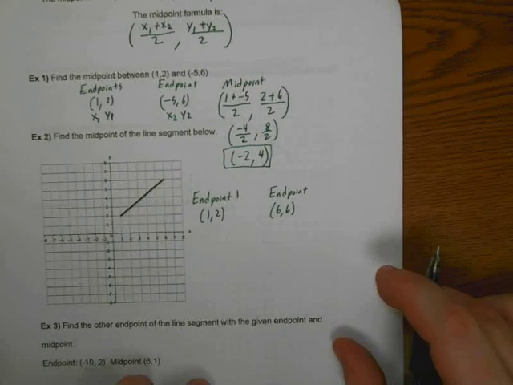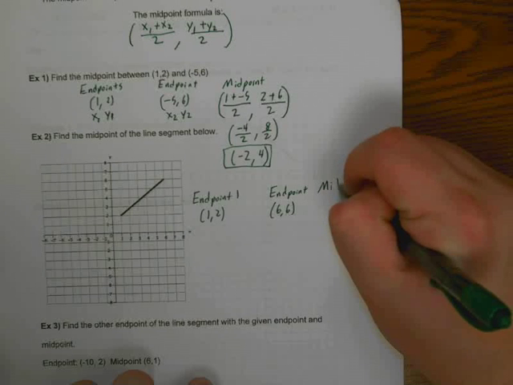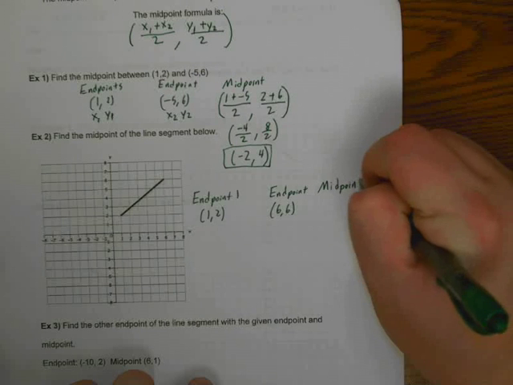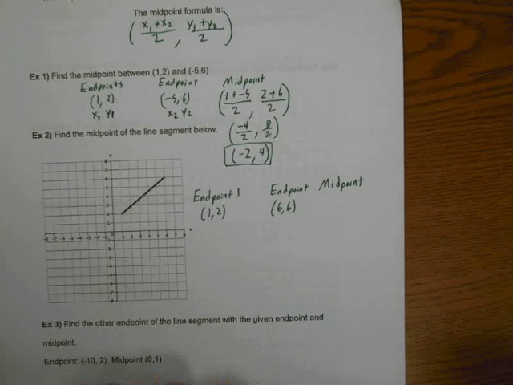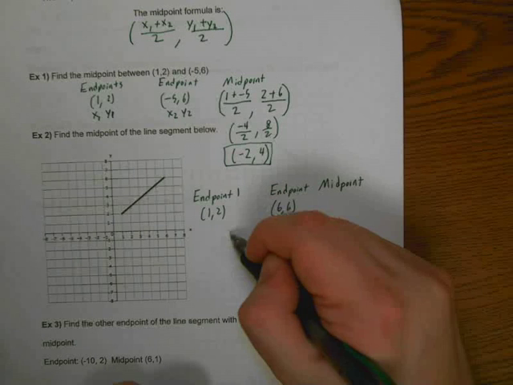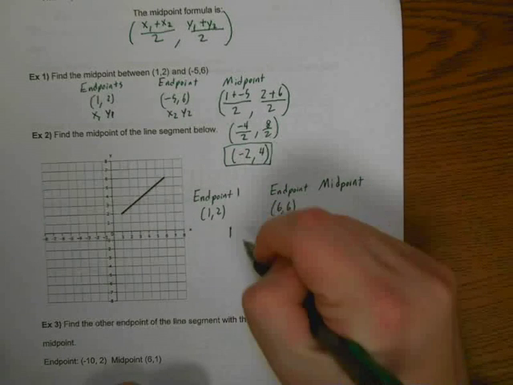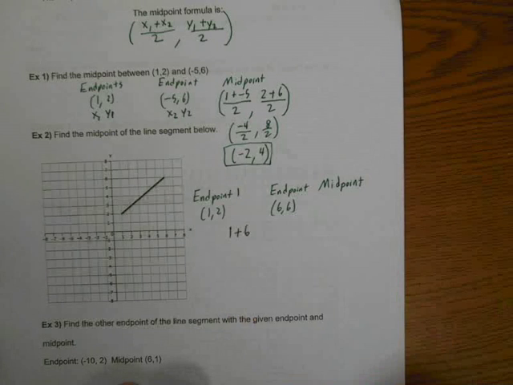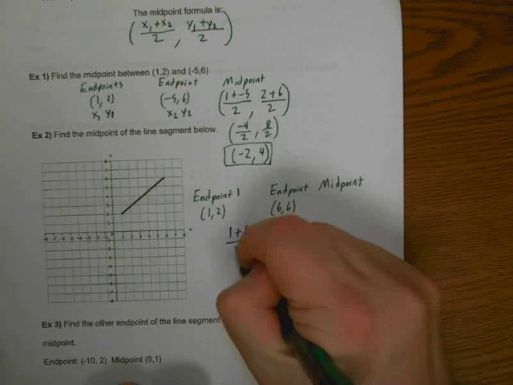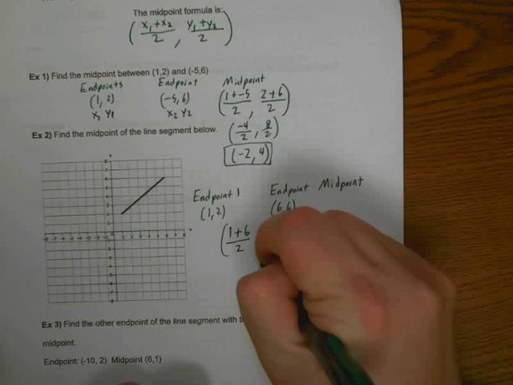And we need to find our midpoint. So we plug into our formula. The first thing we want to do is add our x's together. So we're going to have 1 plus 6, and we're going to divide by 2.